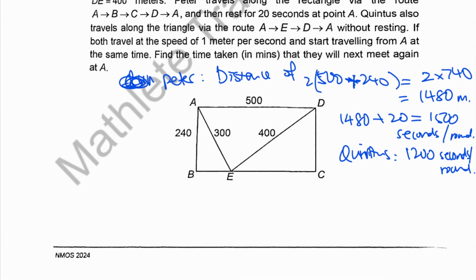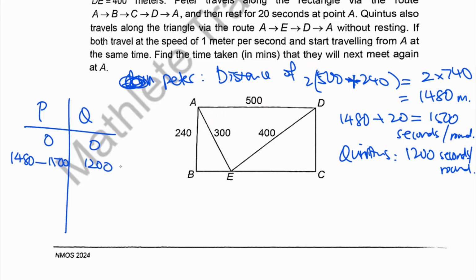Okay, then we want to find the time taken, in minutes, until they next meet again. So let's make a table, Peter and Quintus. They start from A at 0 seconds, and then Peter will reach A at 1480 and rest until 1500. Quintus will reach A at 1200, 2400, 3600, 4800, and 6000.